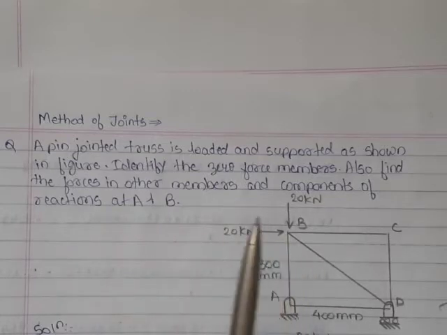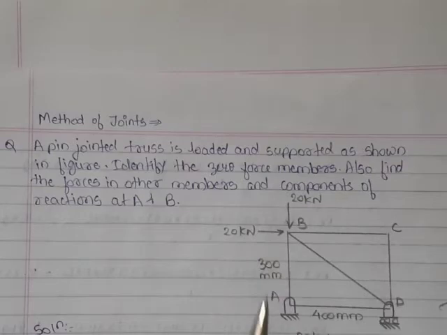In this truss, force in all the members of the truss is asked. So it is convenient to use method of joints. Now at joint A there is a hinge support. At joint D there is a roller support. So at A there will be two reaction components HA, VA. At D there will be one reaction component RD perpendicular to the plane.